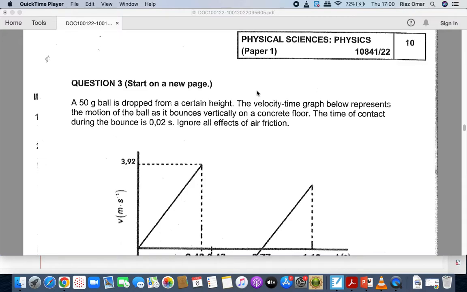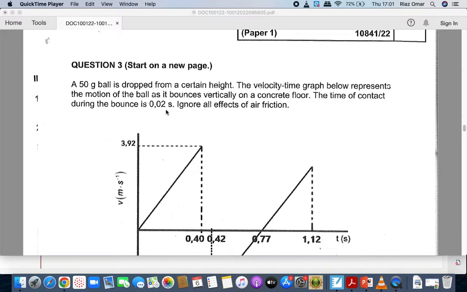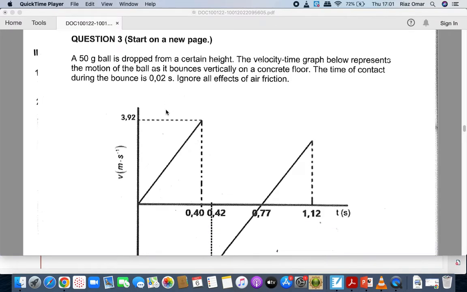The prelim paper of physical science. We look at question 3. We read question 3. A 50-gram ball is dropped from a certain height. The velocity time graph below represents the motion of the ball as it bounces vertically on a concrete floor. The time of contact during the bounce is 0.02 seconds. Ignore all effects of air friction.